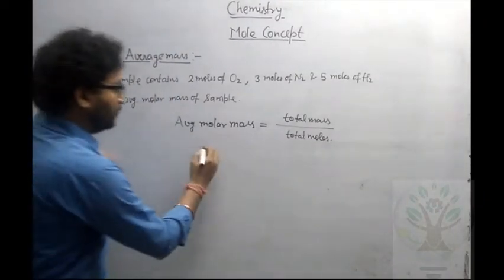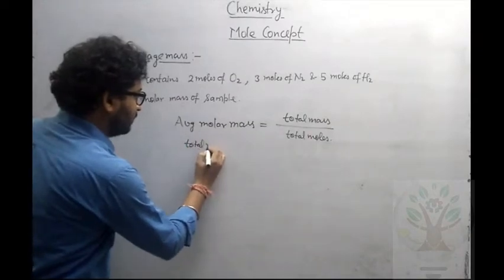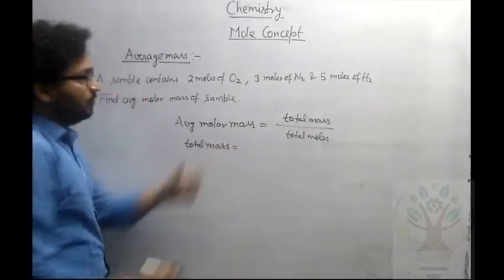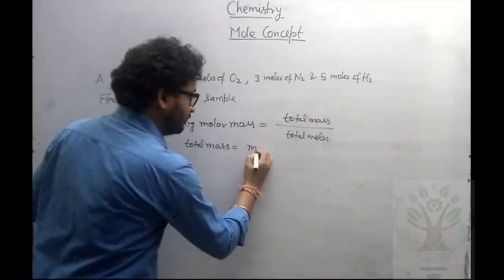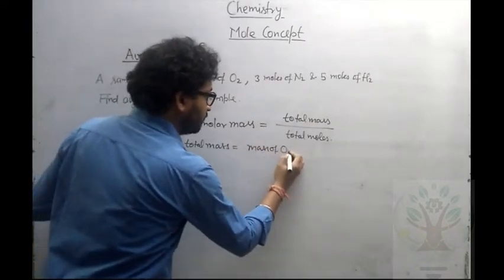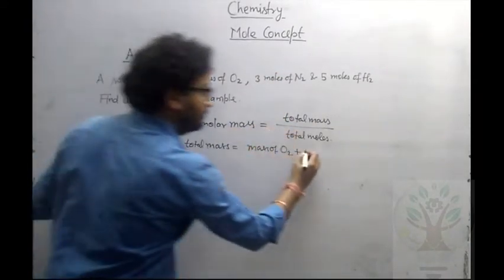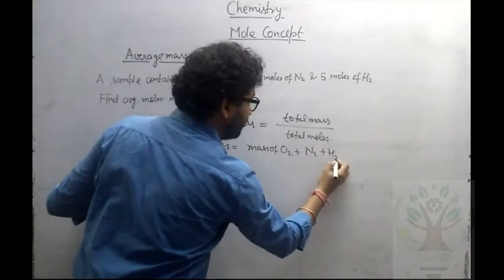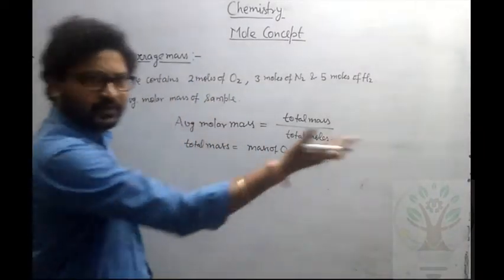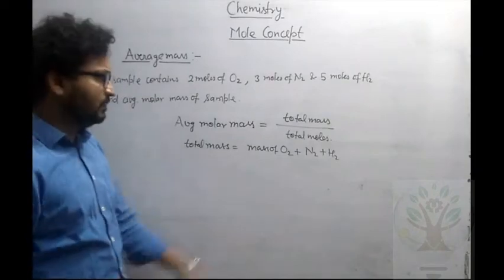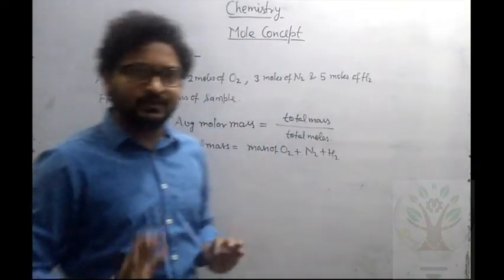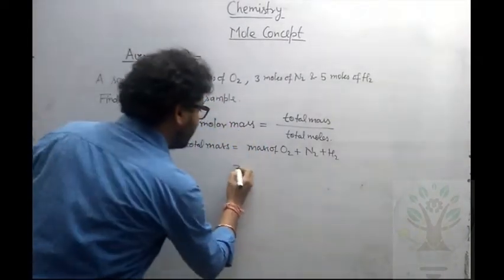So tell me, total mass will be how much? Total mass will be mass of O2 plus mass of N2 plus mass of H2. Are you getting the same? Right? Three types of gases we have. So total mass will be the sum of masses of all these three. Okay. Now let's see how we will calculate.